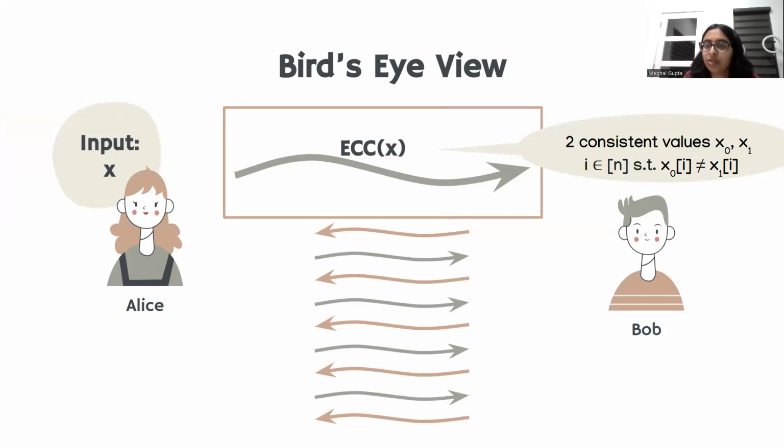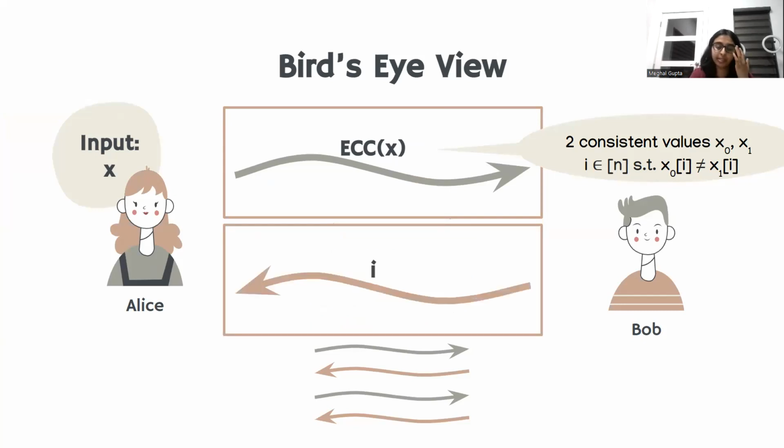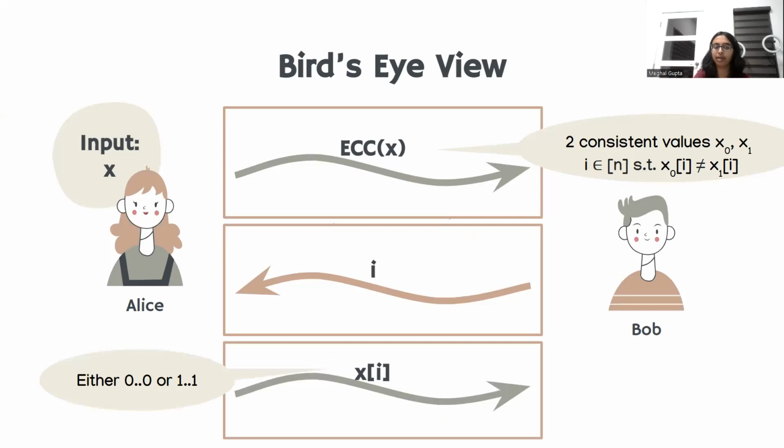Instead, he's going to decode it to 2 possible consistent values, X0 and X1. Next, he's going to compute an index I such that his 2 possible values, X0 and X1, differ on the index I. Then he's going to somehow send this index to Alice. We're not going to talk yet about how Bob does this in a way that's resilient to greater than 1/2 error, because that's a little bit more involved. But let's just assume that he can.